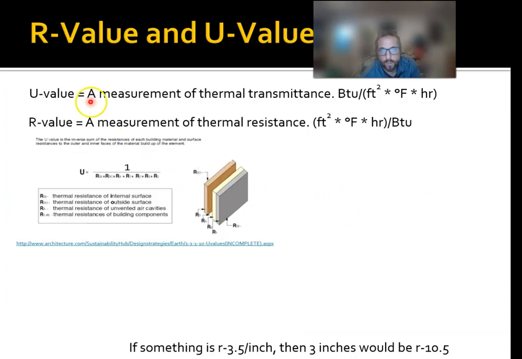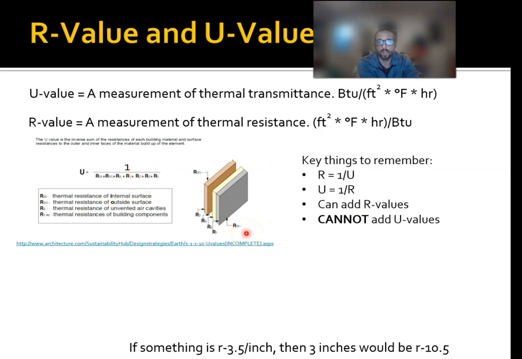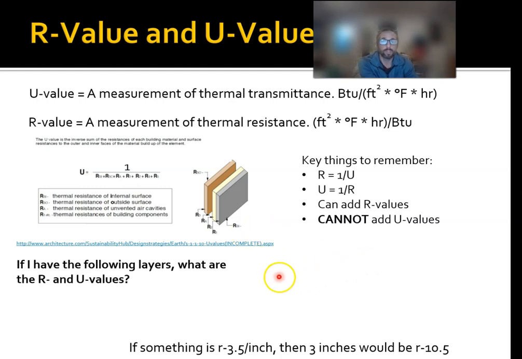And if you look again, the U value is transmittance, and the R value is resistance. They are the inverse of each other, right? So U is 1 over R, and R is 1 over U. Remember, you can add R values, you cannot add U values. As a sample of what not to do, if I have the following layers and I add them up, I have R1, R2.5, and R3.5.